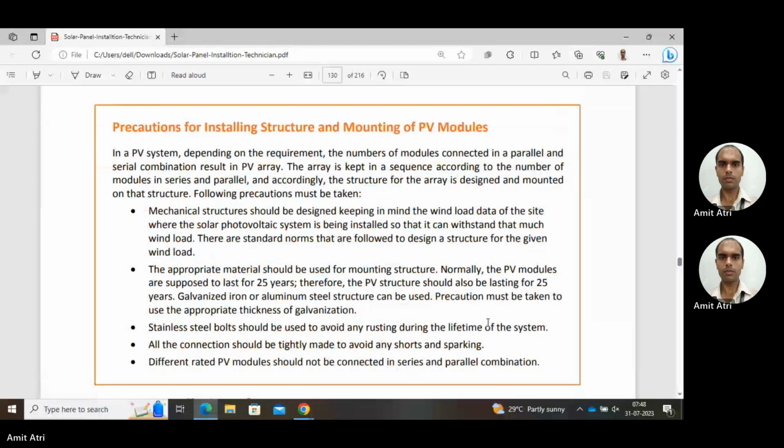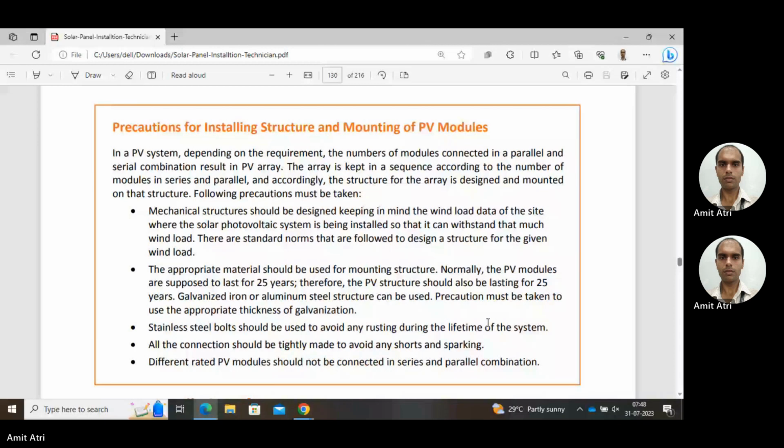So mechanical structures should be designed keeping in mind the wind load data of the site where the solar photovoltaic system is being installed, so that it can withstand that much wind load, means wind that is flowing. With a high velocity wind, our panel structure should be strong enough to withstand that. So we have to design it. We have to give it more strength. There are standard norms that are followed to design a structure for the given wind load. So we have to follow those standard norms.